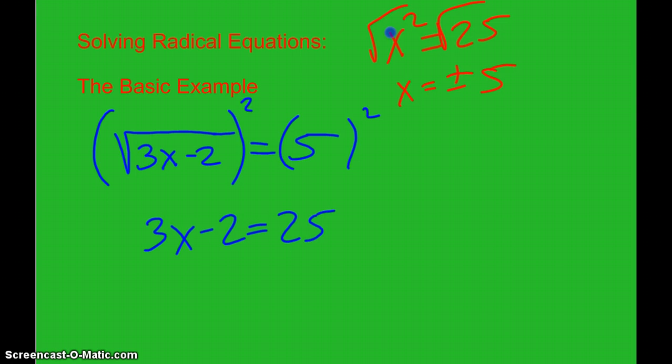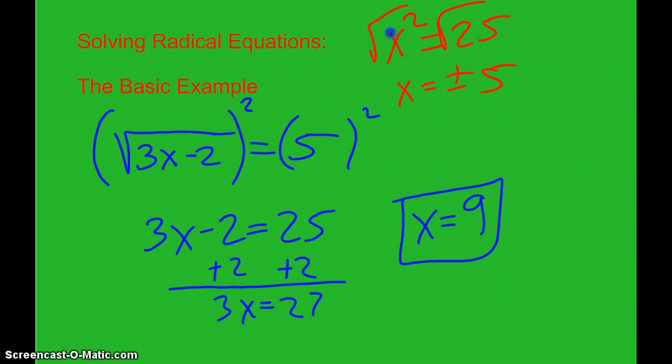And we get a nice equation like this. 3x minus 2 equals 25. Add 2. 3x equals 27, so x is 9. There's your basic algebra, just getting rid of a radical by squaring both sides. That hopefully makes sense to all of you.